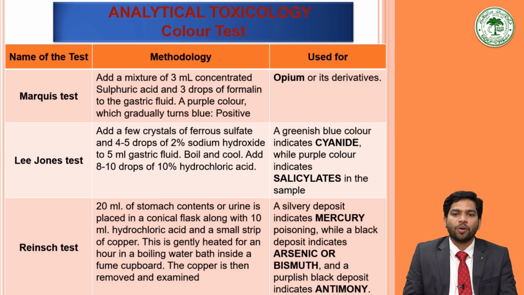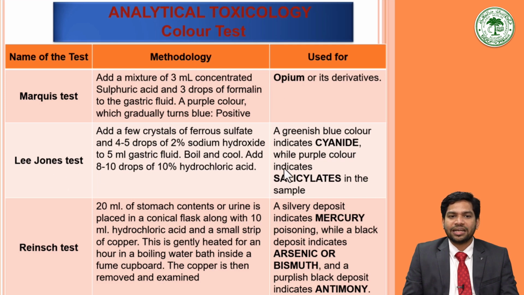Some of the other important tests are shown in this table. One is the Marquis test that is done for opium and its derivatives. In this test, add a mixture of 3 ml concentrated sulfuric acid and 3 drops of formalin to gastric fluid. A purple color which gradually turns blue gives the positive for opium compound.